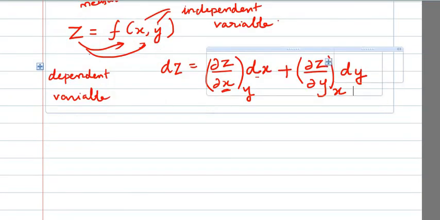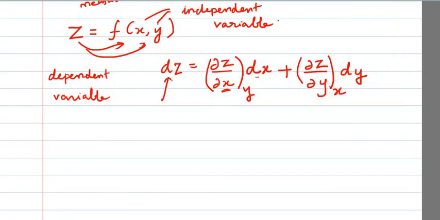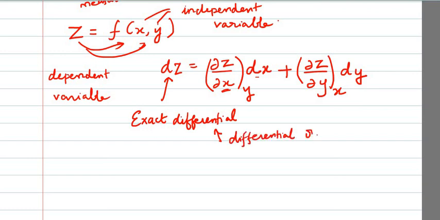So this dz is called the exact differential. And what is this exact differential? It is the differential of the dependent variable.